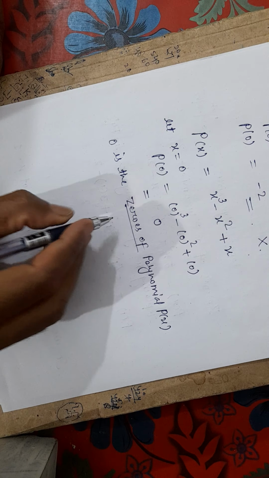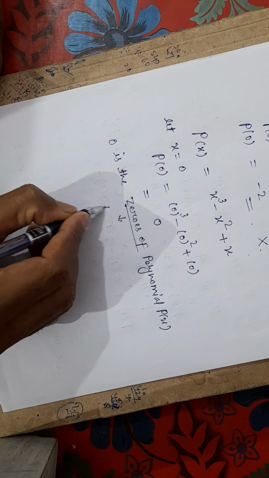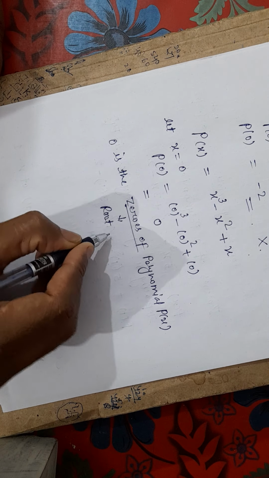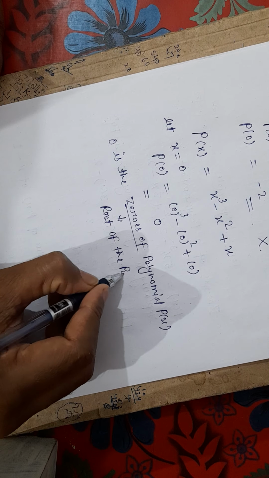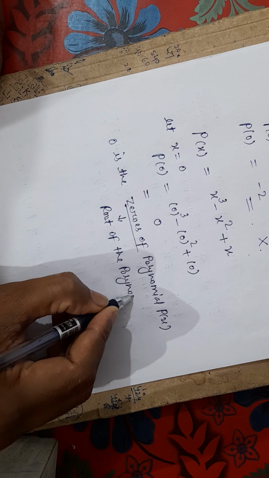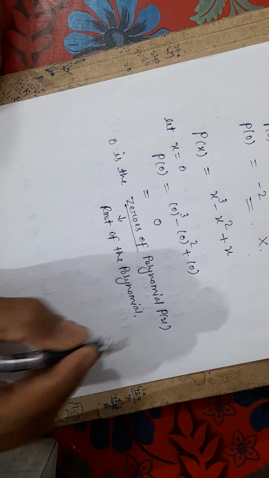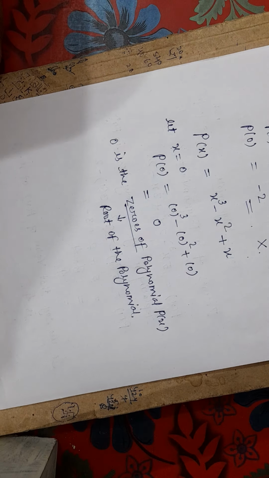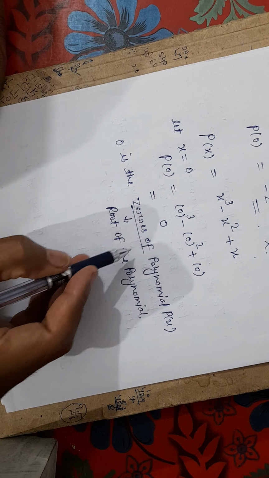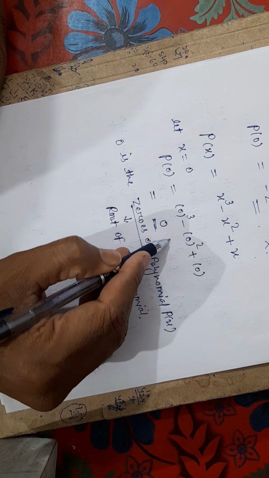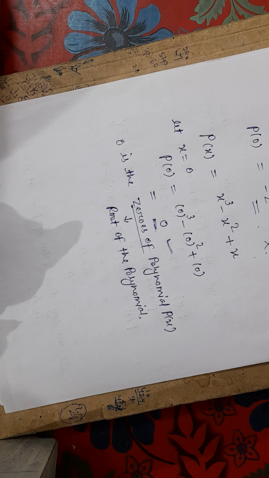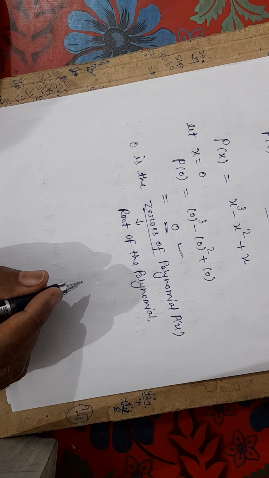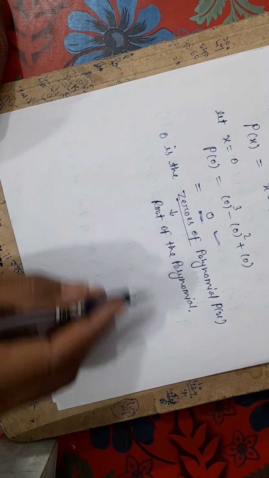A zero of the polynomial, we can also say, is a root of the polynomial. Clear? Okay students, so overall the resultant should be 0, then only we can say it is a zero of the polynomial. I hope you got it and understood this.